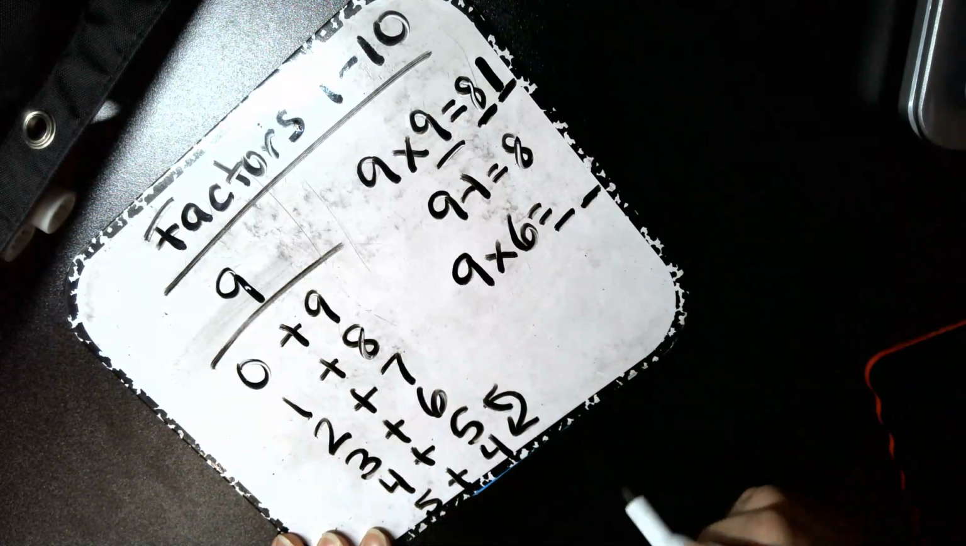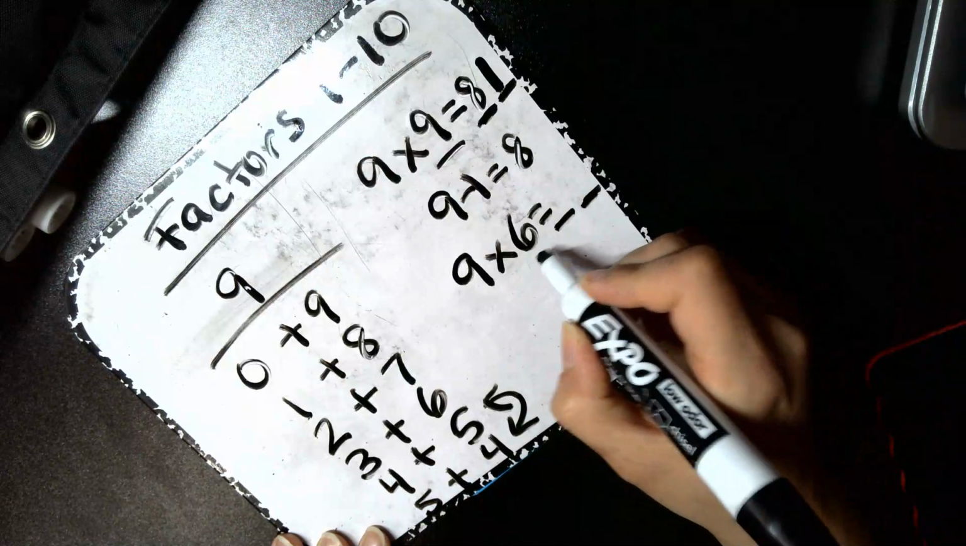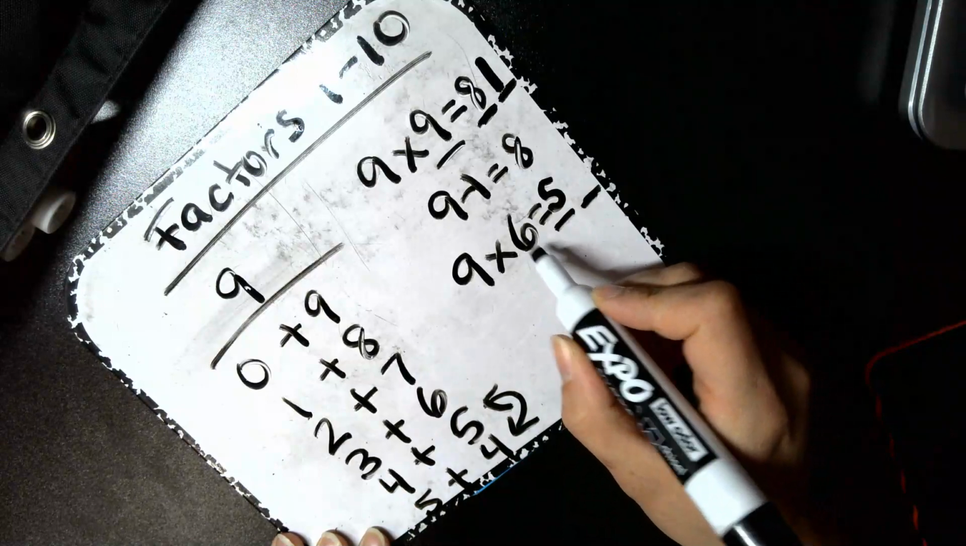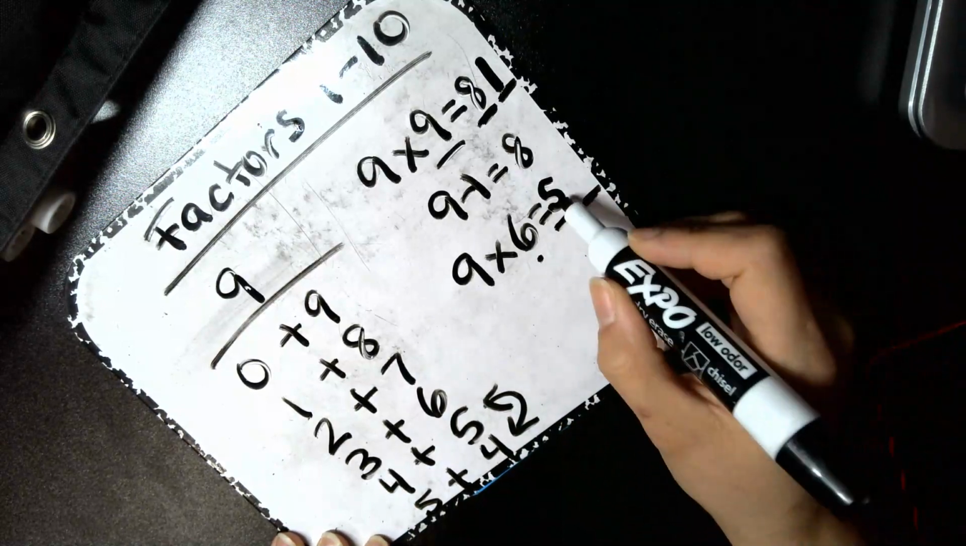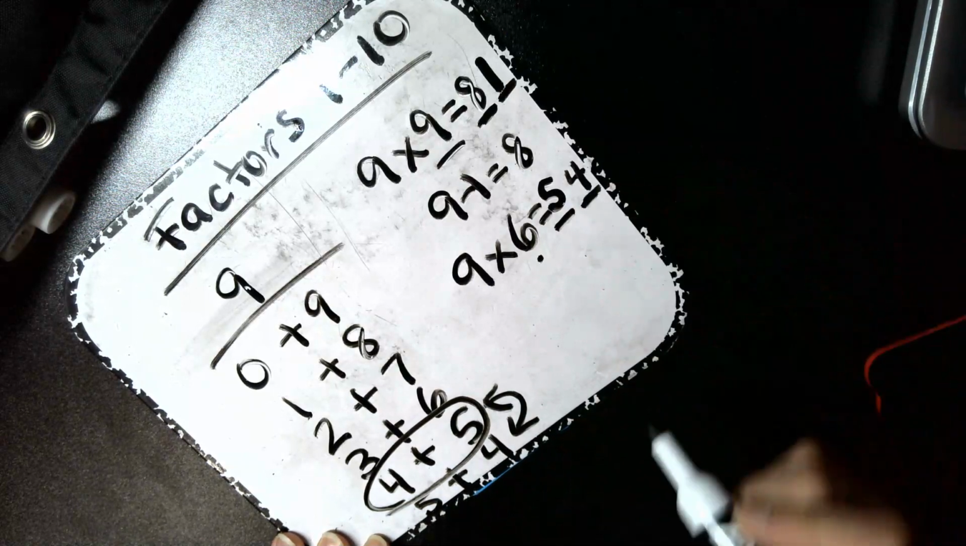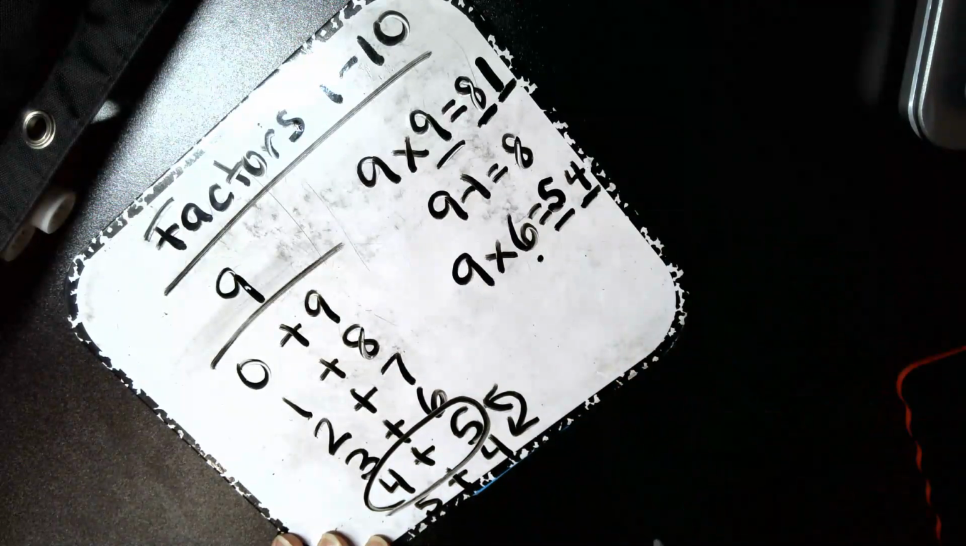If I have 9 times 6 equals, then here are my two digits. I know that the number before 6 is 5 when I'm counting 1, 2, 3, 4, 5, 6. And then I know that 5 plus 4 equals 9. So it's 54. Okay, so that's why that's helpful.